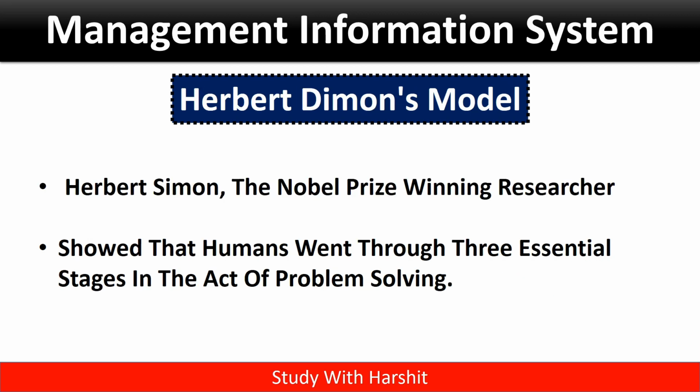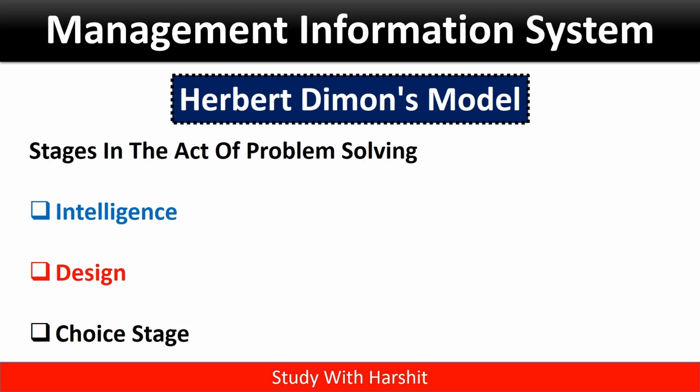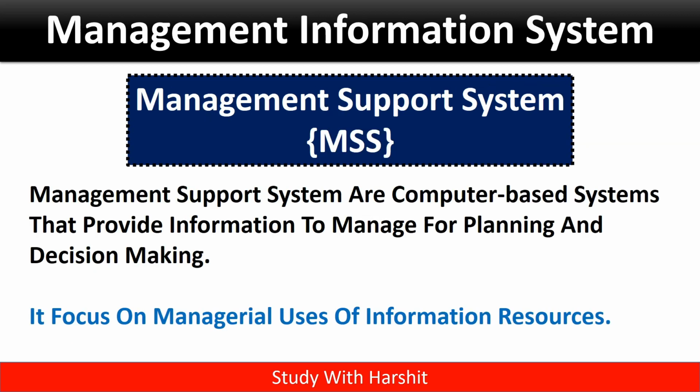Herbert Simon's model shows that humans go through three essential stages in the act of problem solving. Stages in the act of problem solving: intelligence, design, choice stage. These are the three stages.